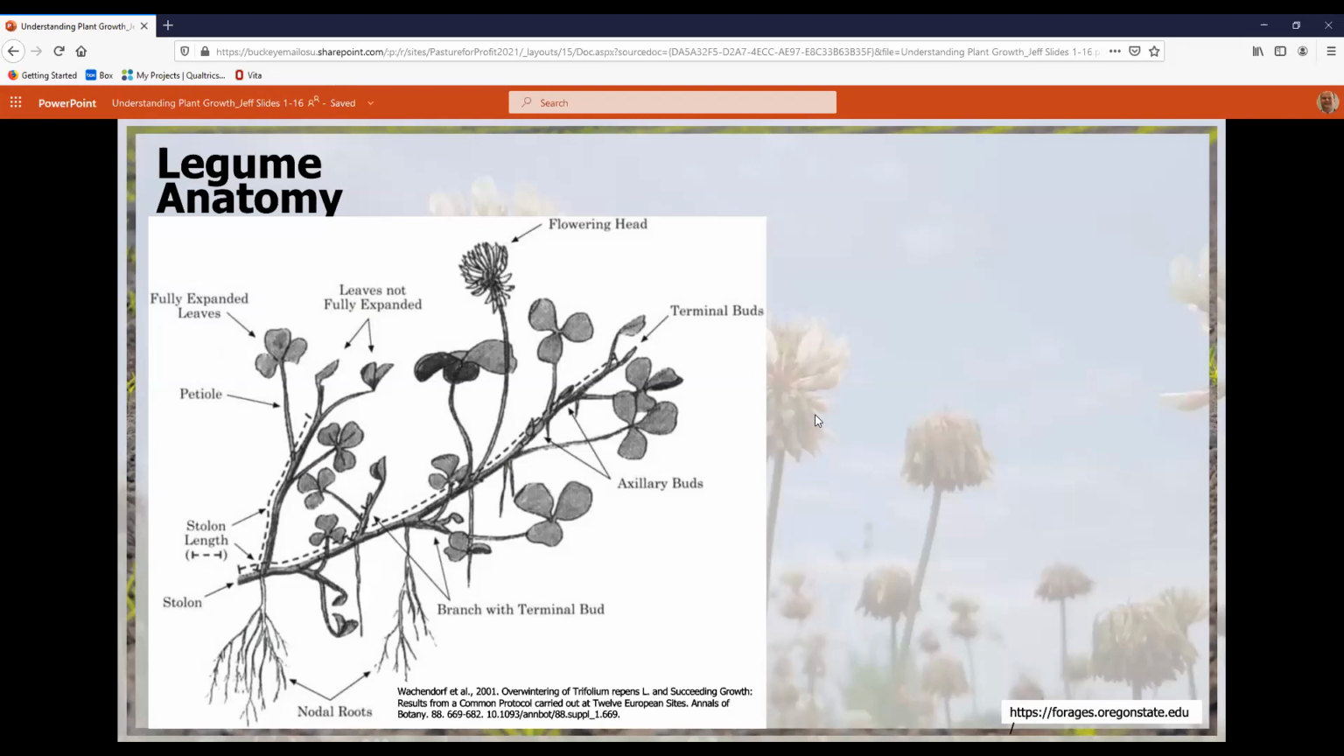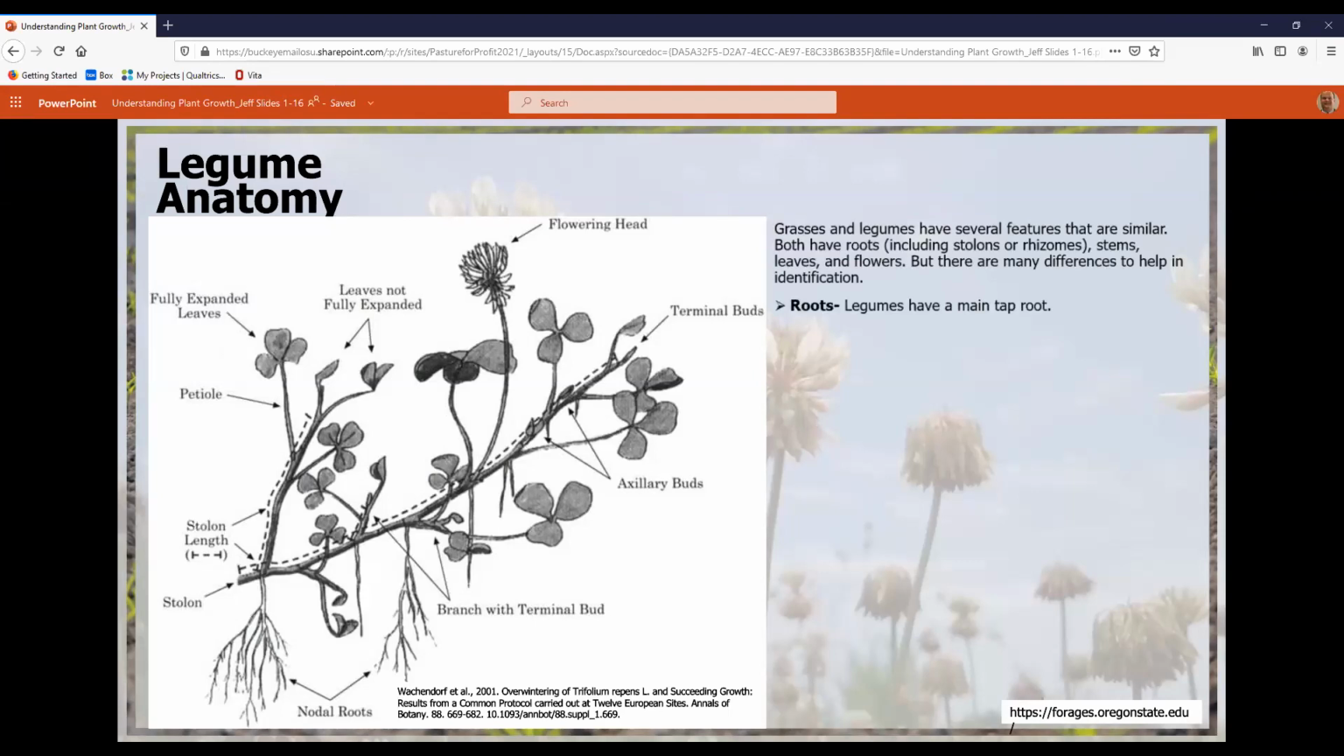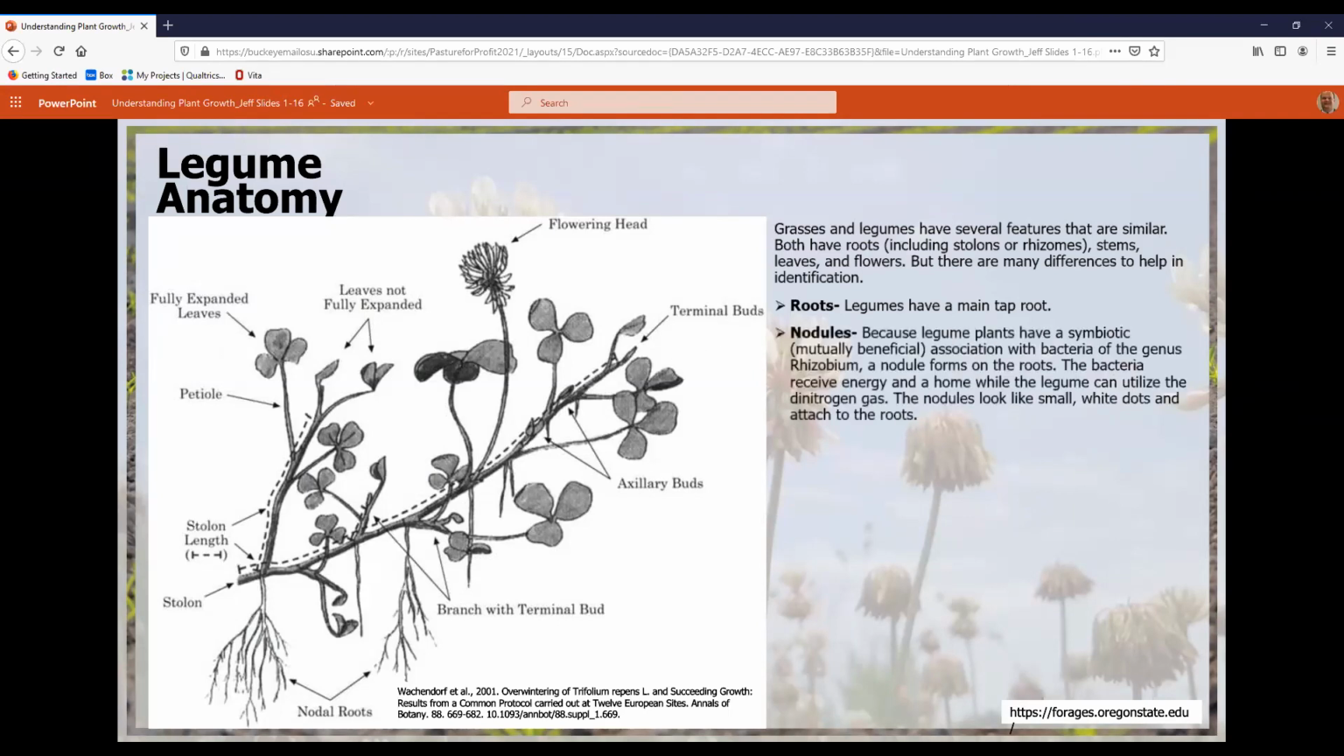Legumes have somewhat similar anatomy, but not quite. I mentioned rhizomes and stolons, and this is a rendering of a white clover. So the stem of the white clover is actually laying on the ground as a stolon. Some legumes have a main taproot. White clover does not, but alfalfa is one that you would think of as having a major taproot.